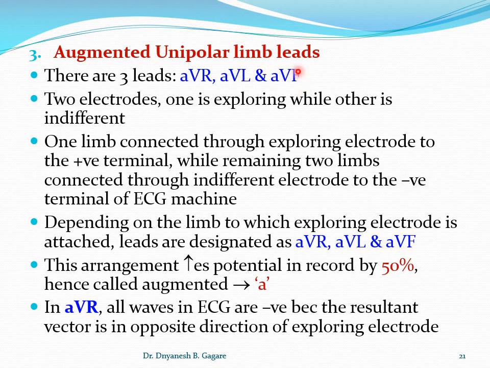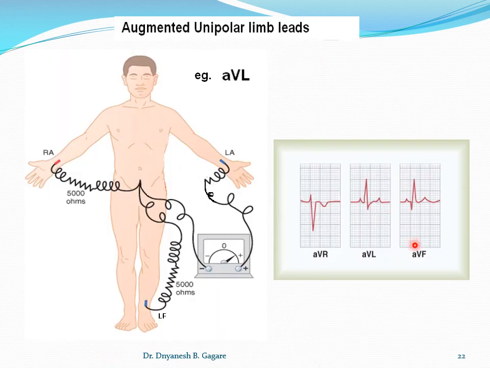F means foot, left foot. Okay, now if you see the recording under these three leads, in AVR all waves in the ECG are negative. Why is it negative? Again I want to remind you that if the current is flowing away from the exploring electrode, the waves are negative.